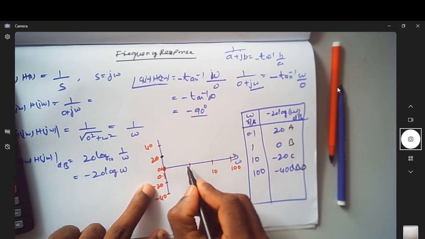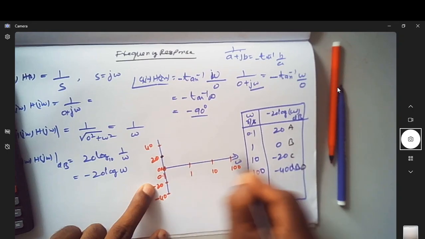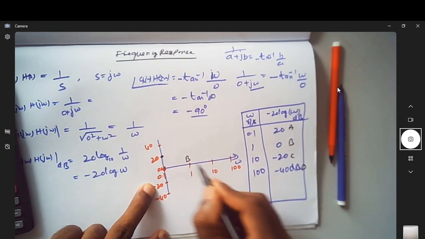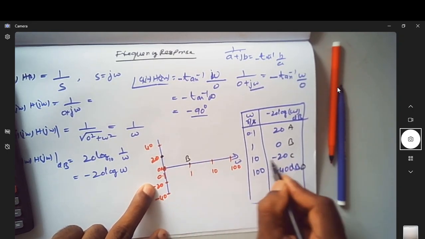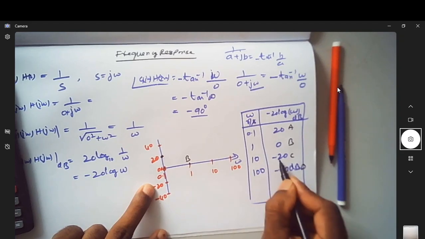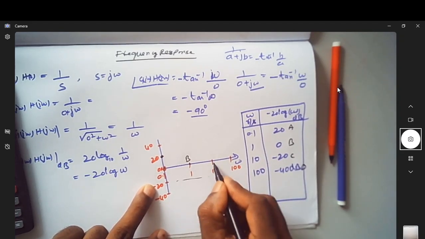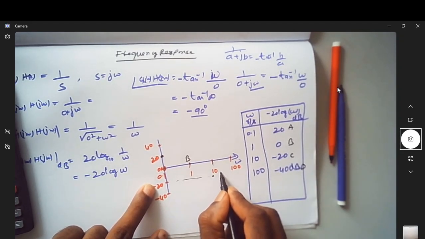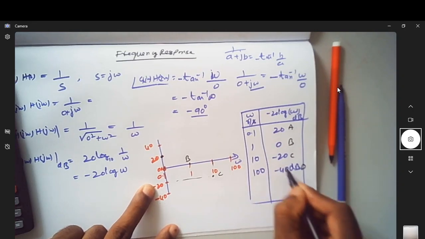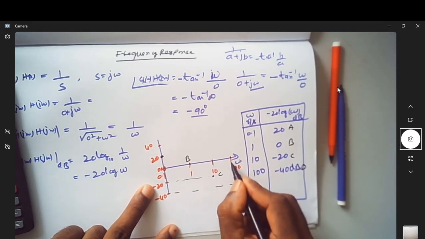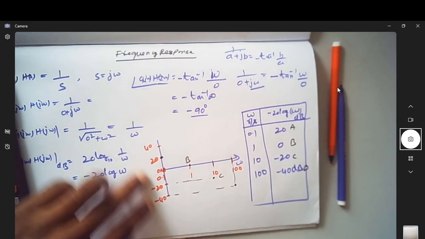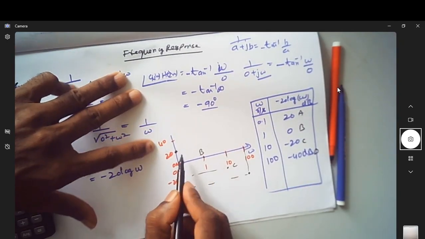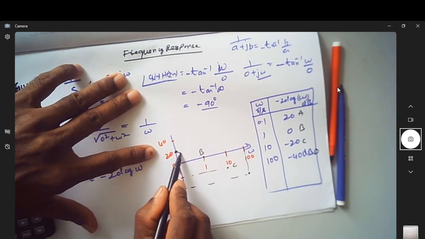So this is A. For omega is equal to 1, the magnitude is this. So this is B here. And for a frequency of 10, the magnitude is minus 20. So this is actually point C. And for this 100, the magnitude is actually minus 40. So now this is the thing. So if I join all the points, it happens to be this.